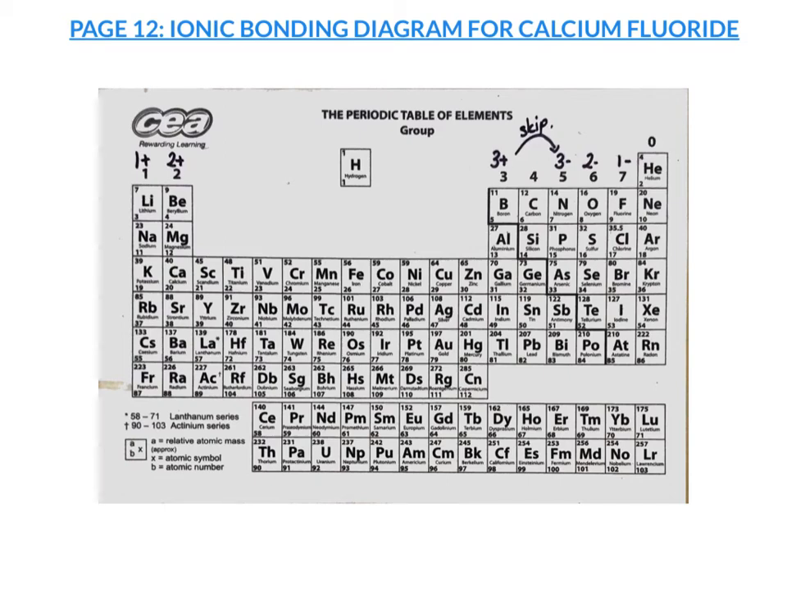Hiya, at this stage you should be finished page 11 and you should have it all written up, and you're moving on to page 12 now, which is looking for the ionic bonding diagram for calcium fluoride. And again, I've brought up the exam cheat sheet that I've given you before.